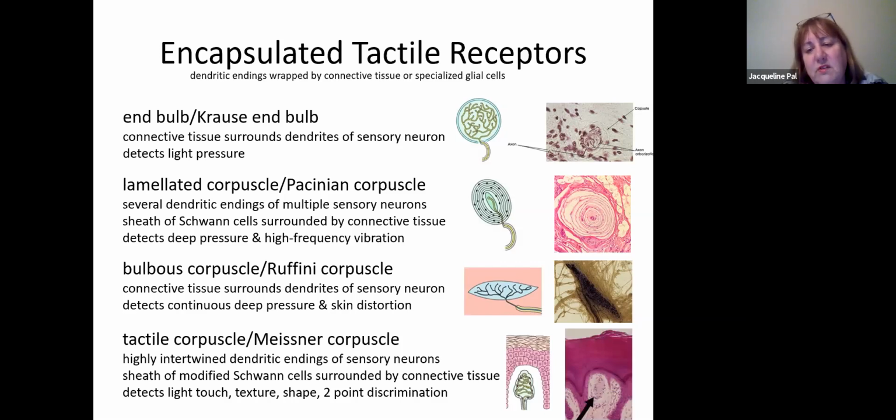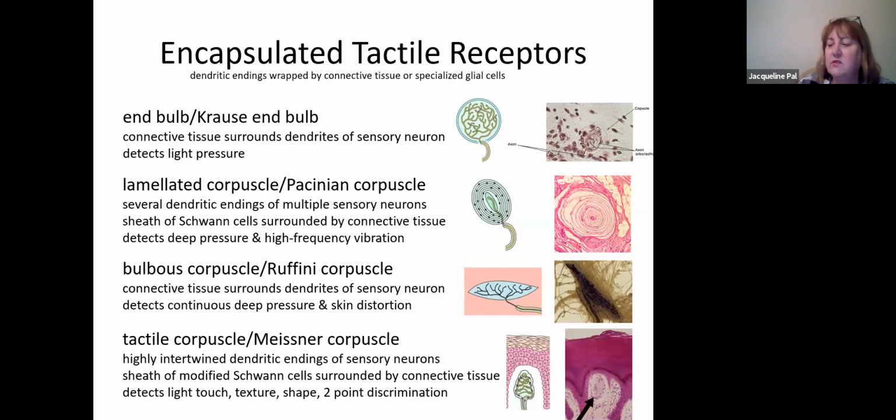And the last one's the most superficial one, and this is the tactile or Meissner corpuscle that is located in the dermal papilla. And here we have multiple dendritic endings of sensory neurons that are all entwined around each other. And then once again, we are going to have Schwann cells surrounding it, and then we're going to have connective tissue surrounding the Schwann cells. And this gives us light touch, as we talked about. It also gives us texture and shape, like when we were talking before about how you could identify shape just by feeling something, or by feeling something, you can kind of tell if it's cold like metal.